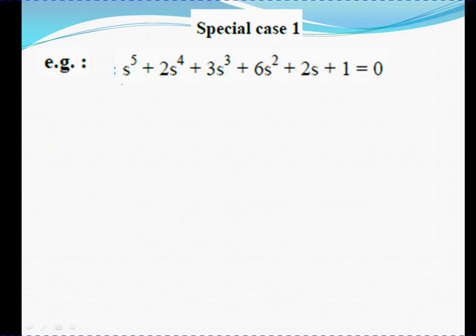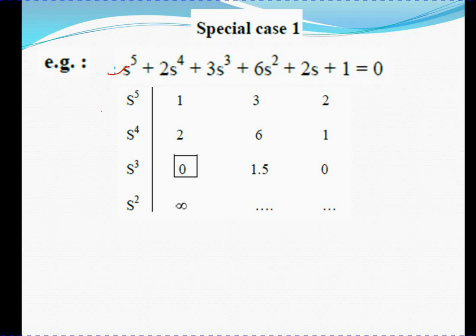The characteristic equation given here is s^5 + 2s^4 + 3s^3 + 6s^2 + 2s + 1. It meets the two necessary conditions. What are those conditions? All the coefficients of s must have the same sign; all of them are positive here. And the second one: none of the coefficients should be equal to 0. You can see here from s^5 to s^0, all the terms are there. So now we are going to form the Routh array.